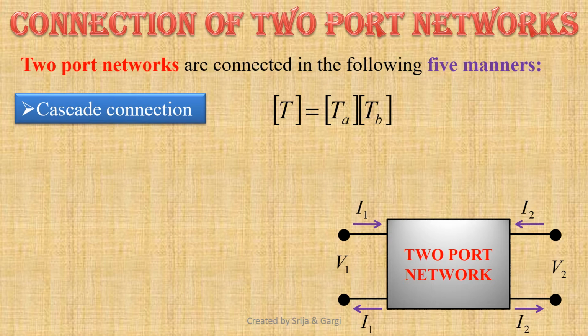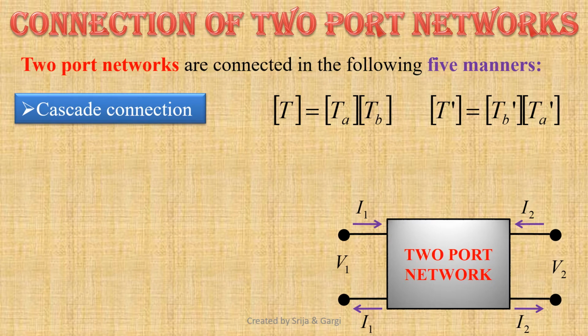The overall inverse transmission parameter matrix for cascade connected two-port networks is the matrix product of the inverse transmission matrices of each individual two-port network, but in reverse order.